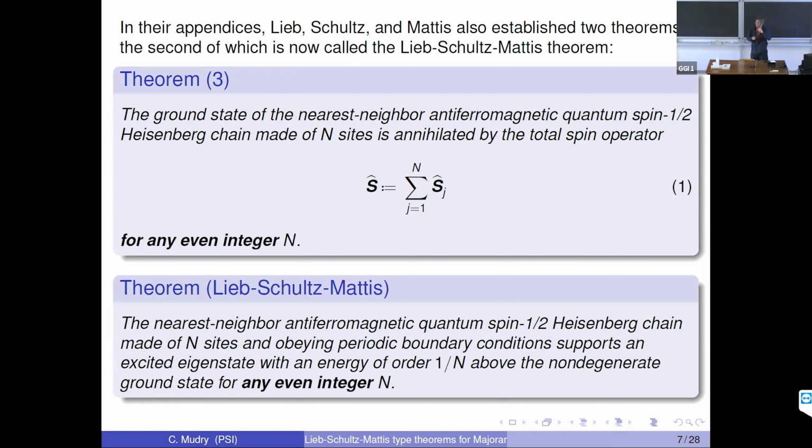The distance in energy to the ground state was of order 1 over n, where n was even in the length of the chain, for an SU(2) symmetric nearest neighbor Heisenberg, well, I mean, the canonical Heisenberg spin 1/2 chain.